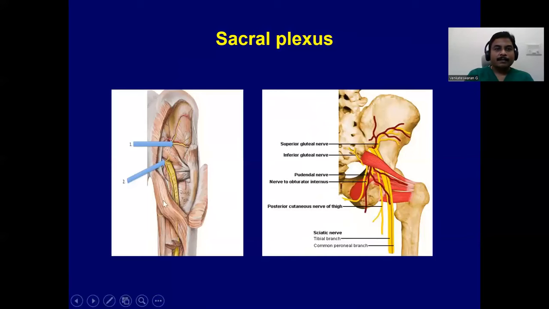And the sacral plexus is formed beneath the piriformis muscle. And we can see all these branches arise on either side. That is, the superior gluteal nerve runs over the superior border of the piriformis muscle, and all other branches will run below the inferior border of the piriformis muscle.